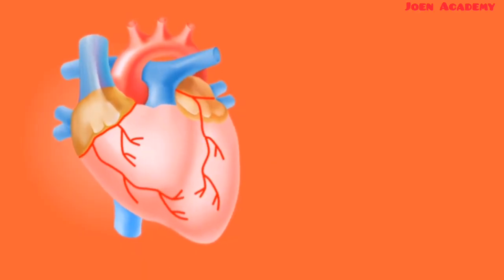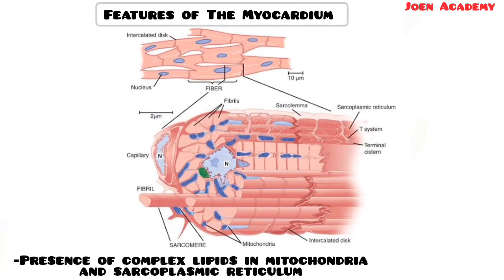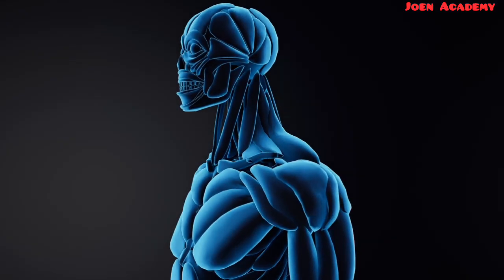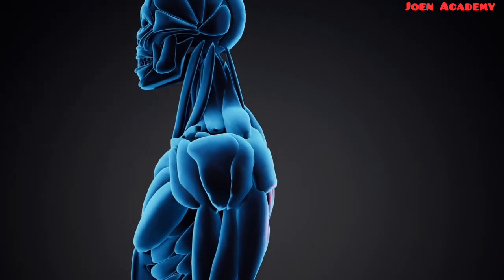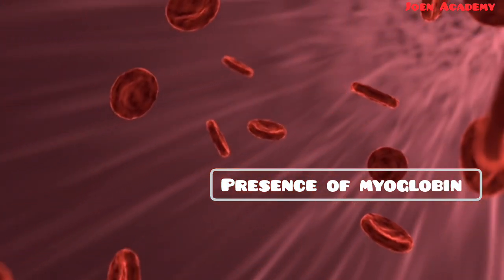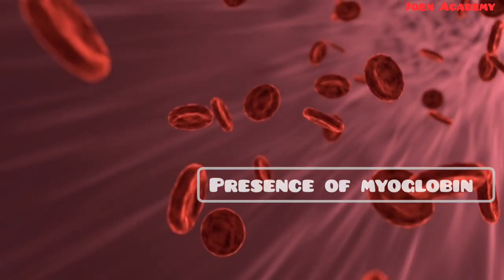Another important feature that is very unique to the cardiac muscle is that their mitochondria and sarcoplasmic reticulum are very rich in complex lipids like phosphatides and some cholesterol, which are extremely important for their enzymatic activities. Cardiac muscle is similar to skeletal muscle because it also contains myoglobin, and this myoglobin does the work of hemoglobin in the blood, that is, the transport of oxygen.